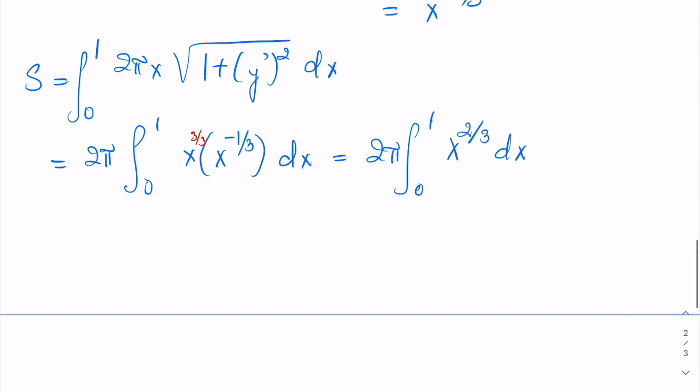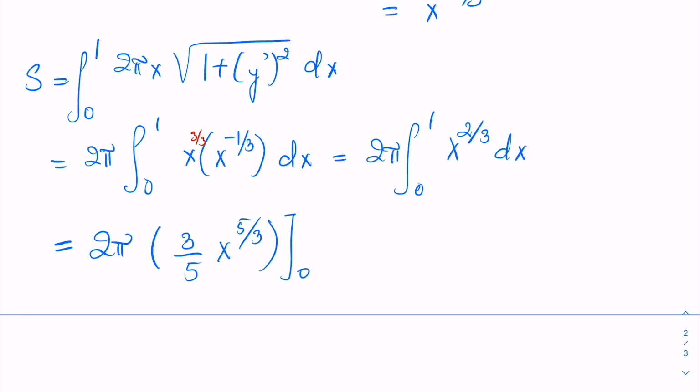So when we integrate that, we ended up with 3/5 x to the 5/3. Evaluate from 0 to 1. So it's going to be 2 pi times 3/5, which is 6 pi over 5.